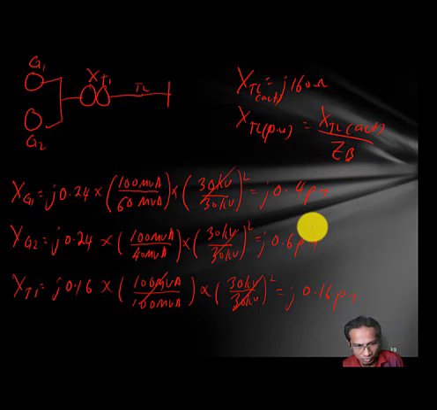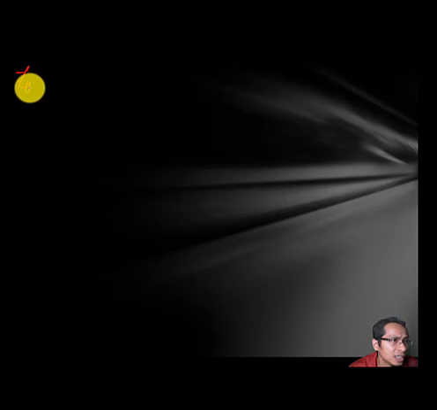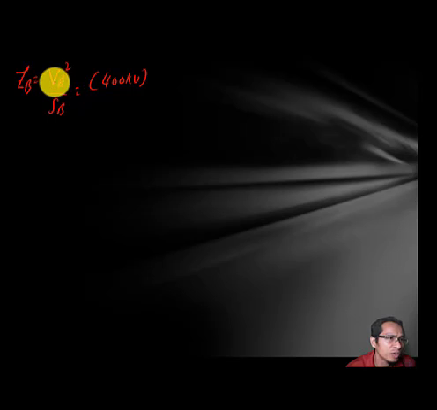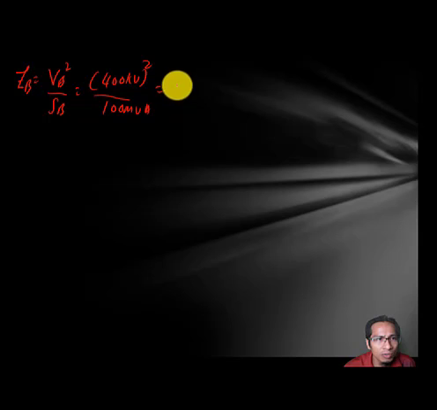So how to calculate Z base? To calculate Z base, we use Z base equal to V base squared over S base. So voltage level at the transmission line is 400 kV. So V base new squared over S base. S base is 100 MVA. So we will get 1600 ohms. Okay. So Z base for this is 1600 ohms.